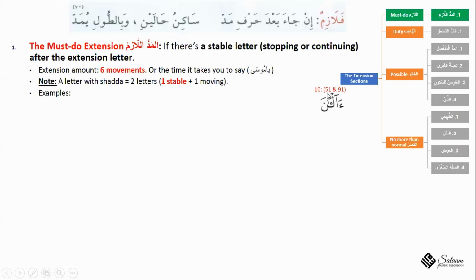That's why I put the reference here that this word happens 2 times in Surah Yunus, and it's the only word that has this specification. Harf mad, and then an actual stable letter, not just a letter with shadda, and we consider the first one of these letters with shadda as stable, so we do al-mad al-lazim. Like here. This is the most common one.